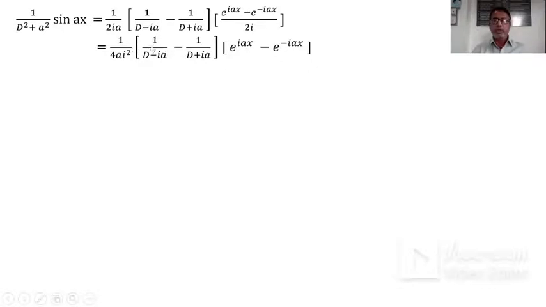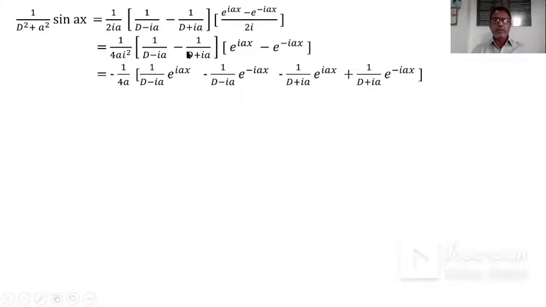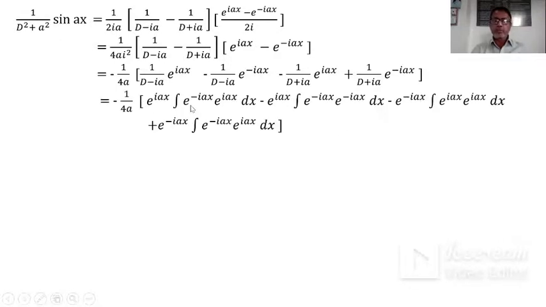We operate one by one. 1 upon D minus ia operate on e to the power iax, minus 1 upon D minus ia operate on e to the power minus iax, then minus 1 upon D plus ia operate on e to the power iax, and this minus minus plus 1 upon D plus ia operate on e to the power minus iax. We operate this one by one. On this we obtain the four terms. Now next step, we have to use the result we have seen in the previous topic.